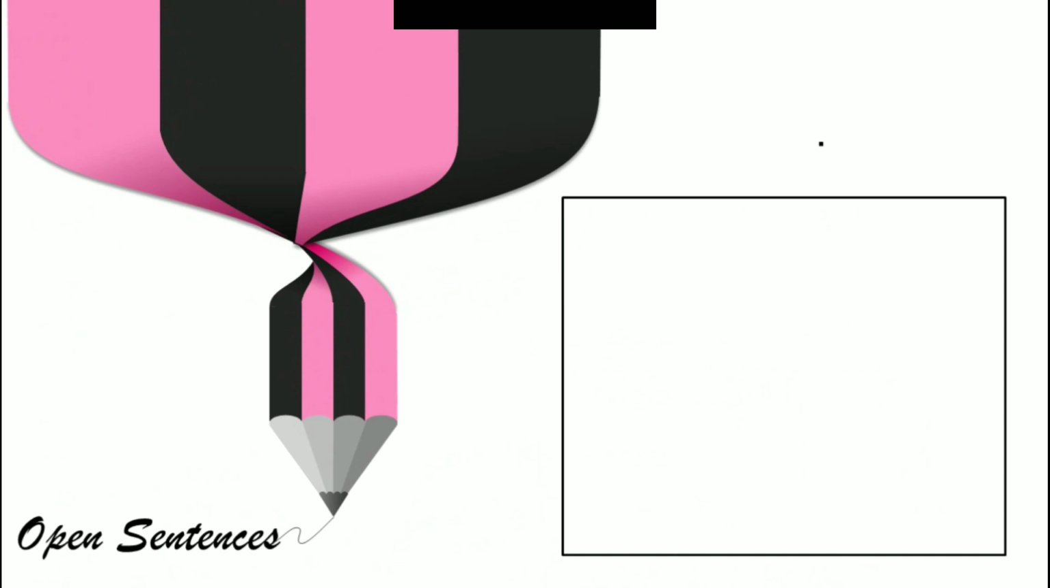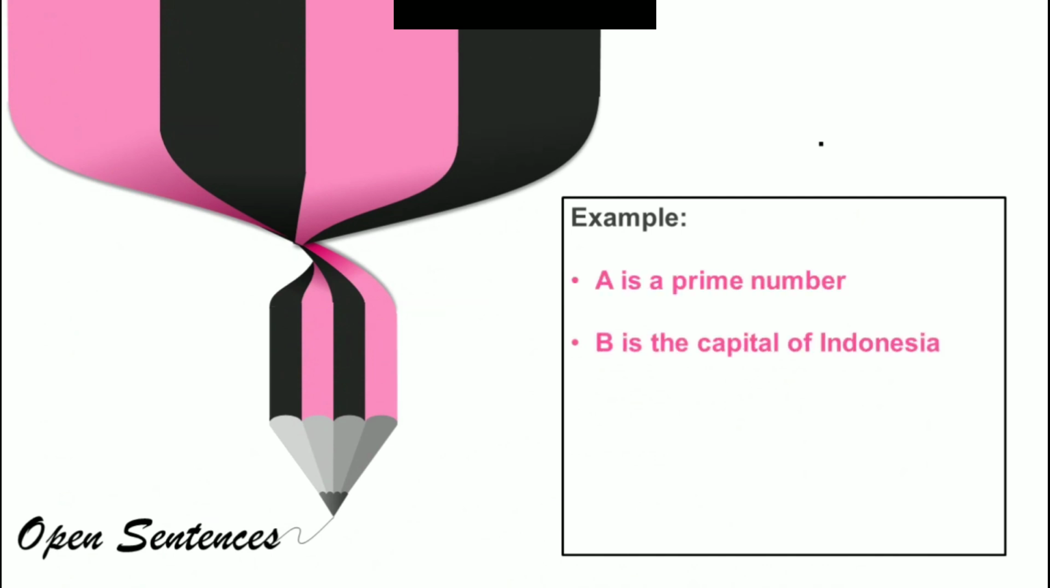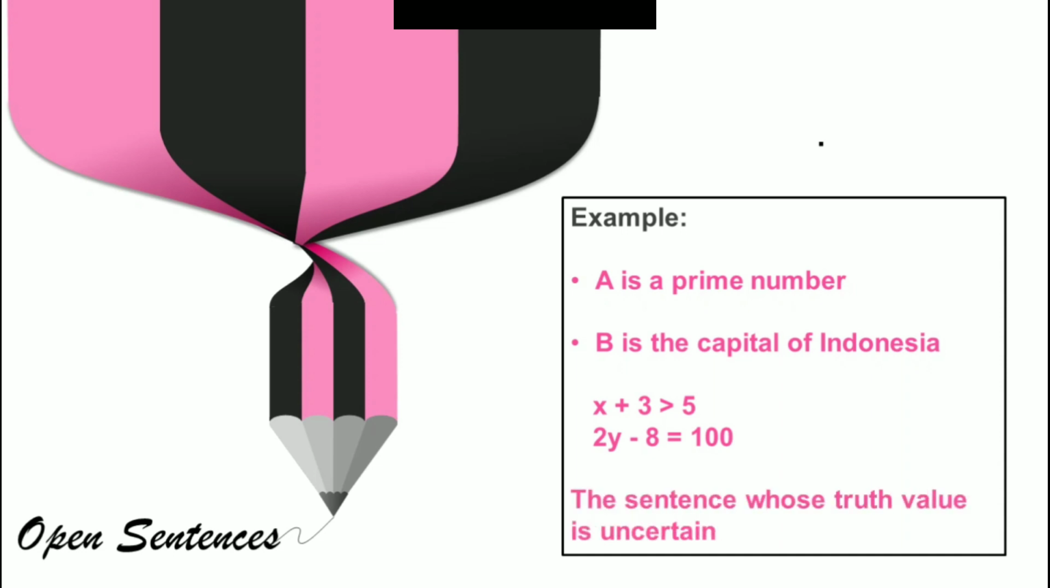Open sentence. Consider the example. A is a prime number. B is the capital of Indonesia. X plus 3 is more than 5. 2y less 8 is 100. An open sentence is a sentence whose truth value is uncertain. That is, it still contains a variable, such as A, B, X, or Y.